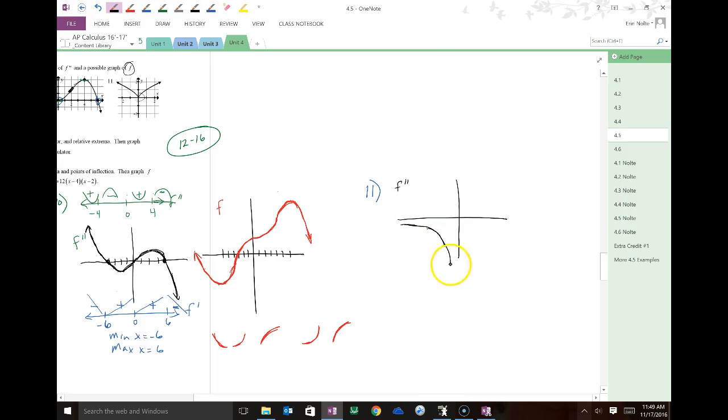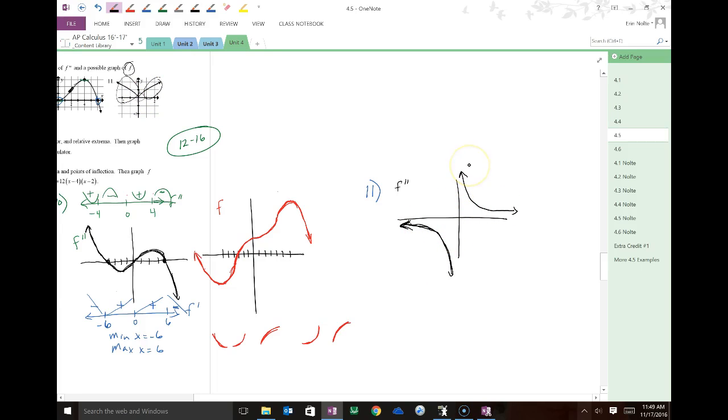And we could potentially have a vertical asymptote here at 0. So it's going to go like that, and then like that. Okay, so both of these have negative slopes. No, sorry, this has a negative slope, and this has a positive slope. So negative slope, positive slope.